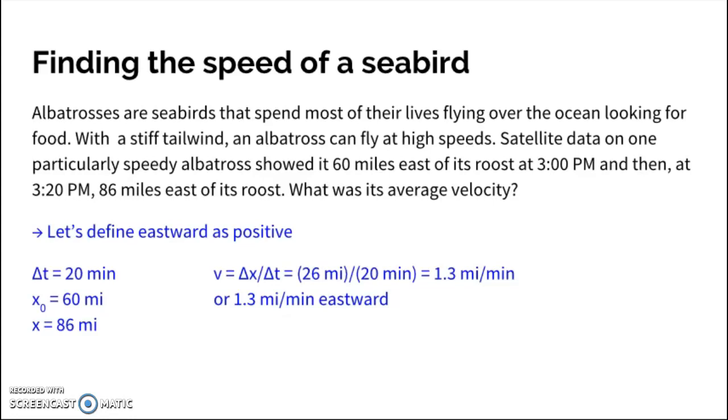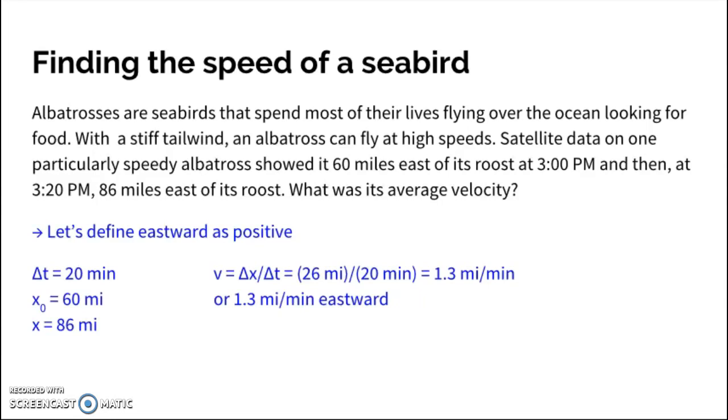So kind of writing what we know. The first thing I'm going to do is define eastward as being positive. That way I don't have to keep writing east or west. Positive value is eastward. So our time interval here is 20 minutes since we're dealing with 3 p.m. to 3:20 p.m. So delta t is 20 minutes. So at our initial time of 0, we're at a location of 60 miles, so that's x naught. At our final time, so after that 20 minutes, we're at a position of 86 miles. Right, so that's my x and x naught.